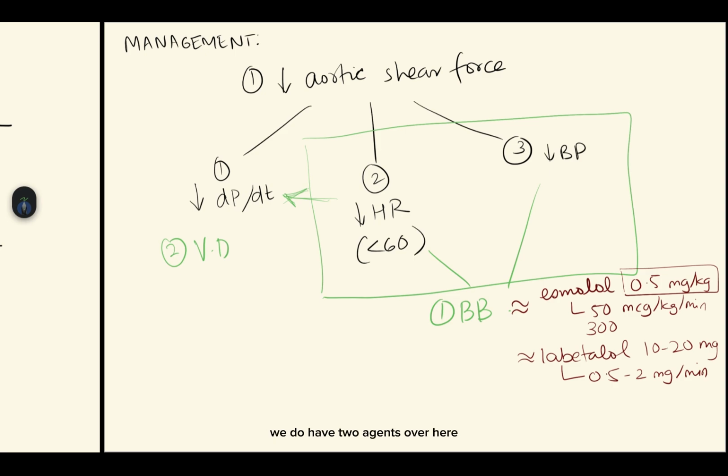We do have two agents here. We have nitroprusside. This is given at a dose of 0.25 to 0.5 mcg per kg per minute, and you can increase it to a max of 10 mcg per kg per minute. It is very potent, short acting and very titratable. The only thing is that we have to check for cyanide toxicity if we are thinking about a prolonged infusion. The other drug we can think about is enalaprilat, which is an IV ACE inhibitor.